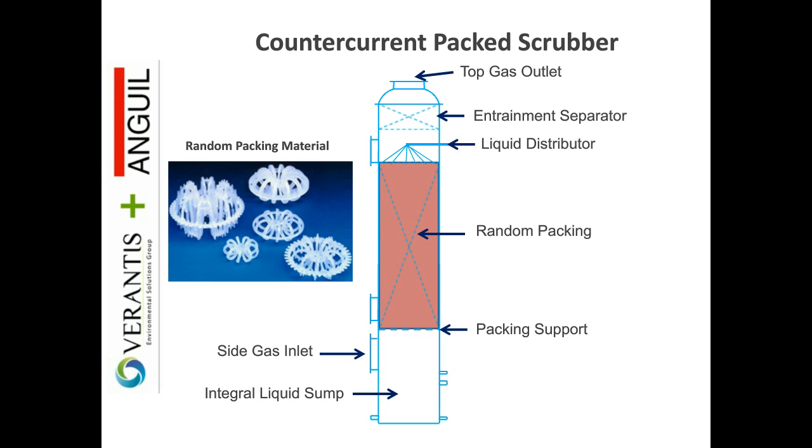We could do a whole webinar on just packing, and we obviously don't have time for that. So I'll just briefly mention that there are two major classes of random scrubber packing. There's extended surface and there's filamentous types. Extended surface would be saddles and rings, that type of thing. I've got a picture of some filamentous type packing here on the slide.